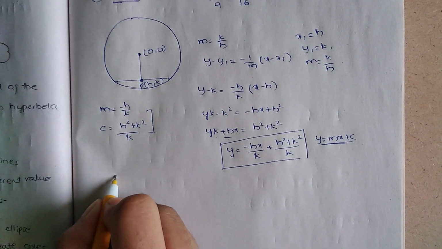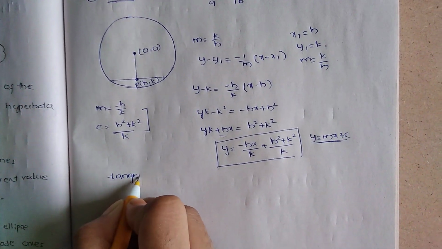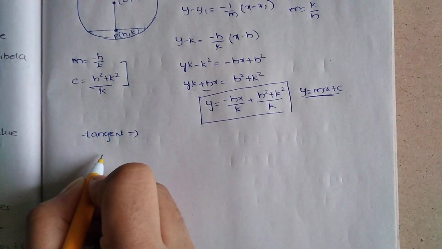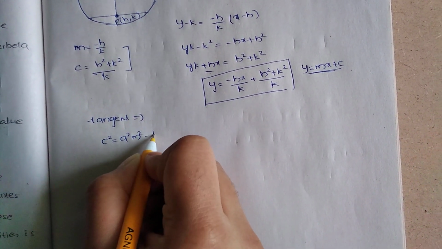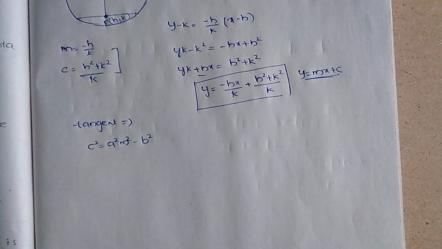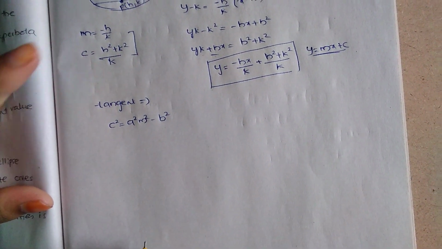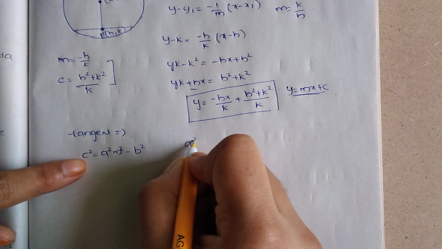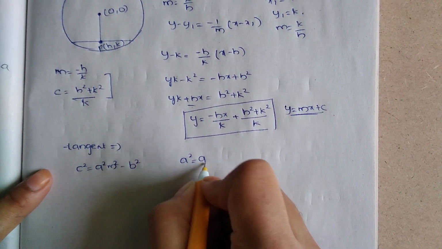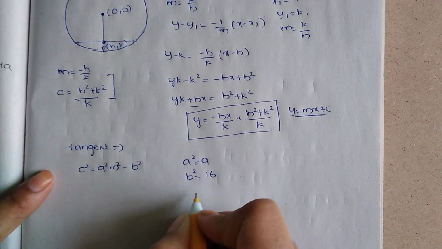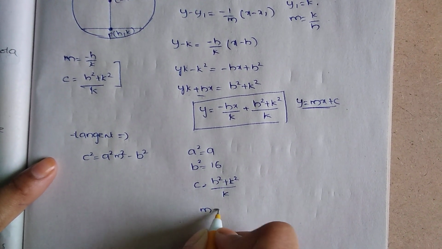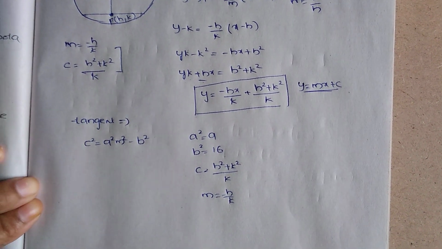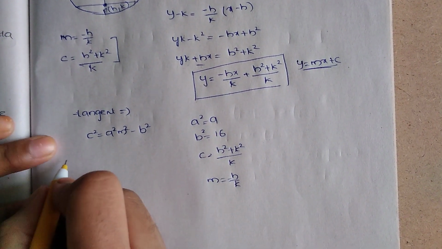Next, the tangent to the hyperbola given. What is the formula? c square is equal to a square m square minus b square. Yes, substitute these values of c, m and a, b. What is a square given? 9. b square, 16. c is h square plus k square by k. m is minus h by k. Yes, let's substitute all of this here.